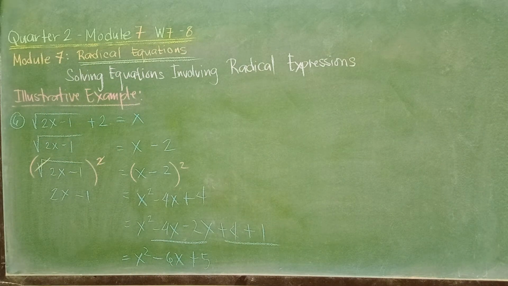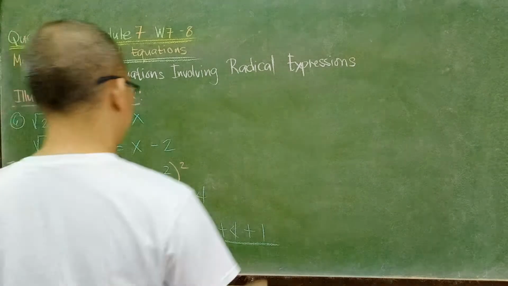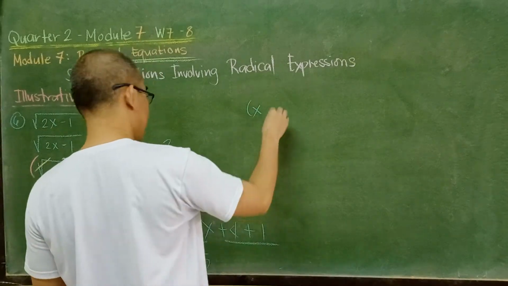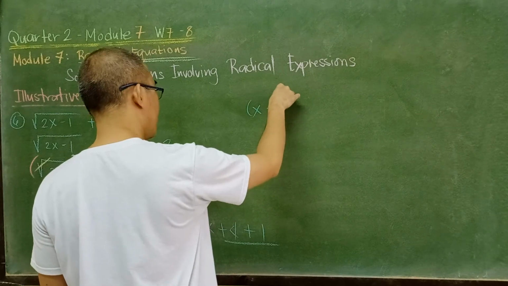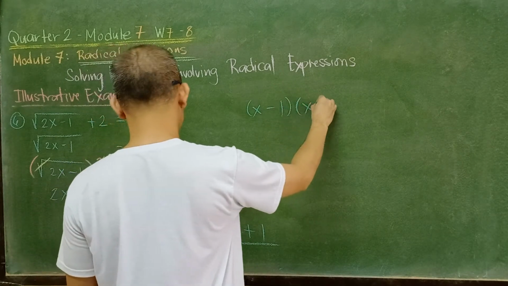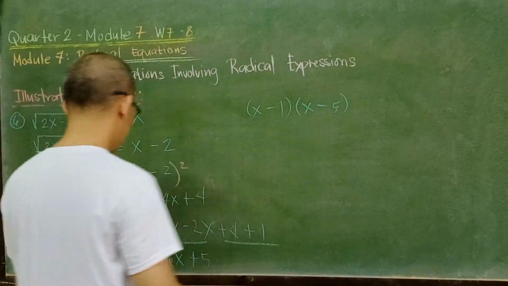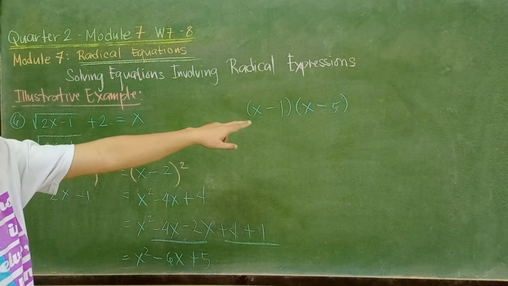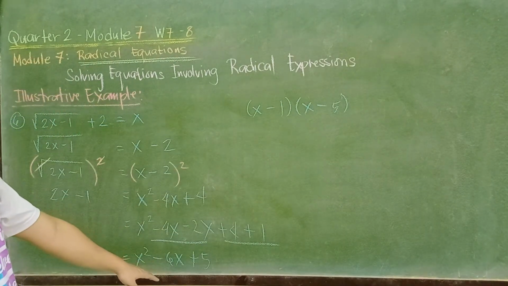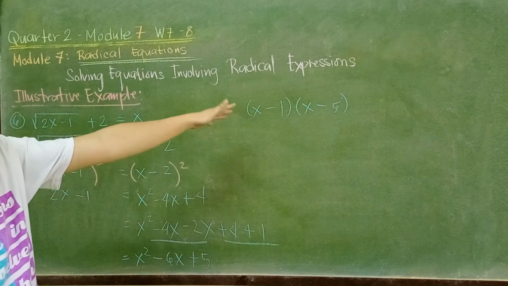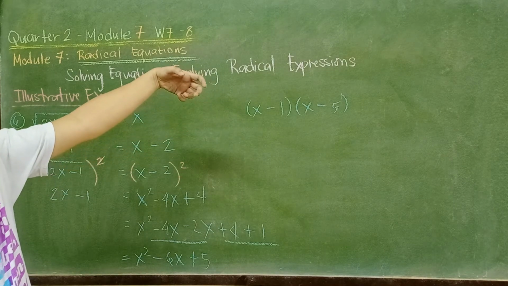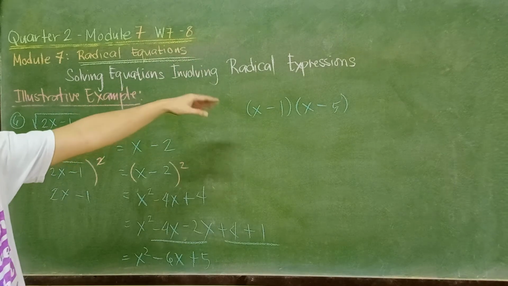Next. So ang gagawin natin ngayon is, since that is a quadratic equation, i-factor natin sila. So we have x minus 1 and then x minus 5. So x minus 1 and x minus 5, yun ang factors nila. If you will use quadratic formula, then yung roots na lalabas is yung dalawang yan.